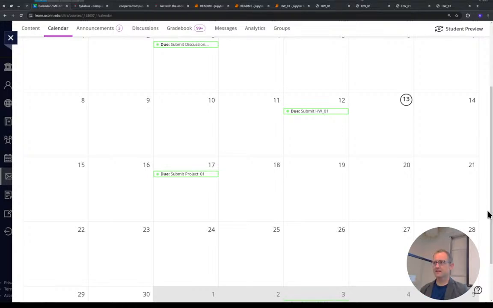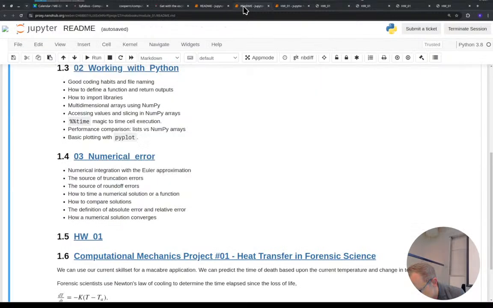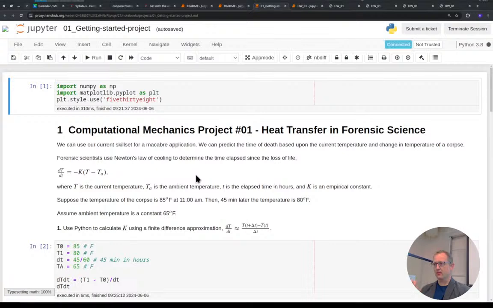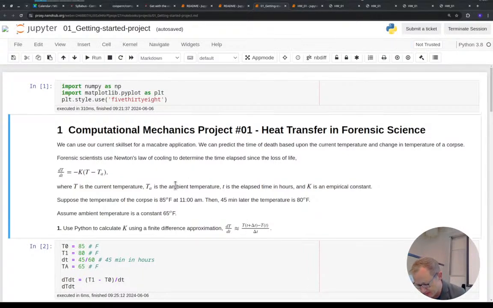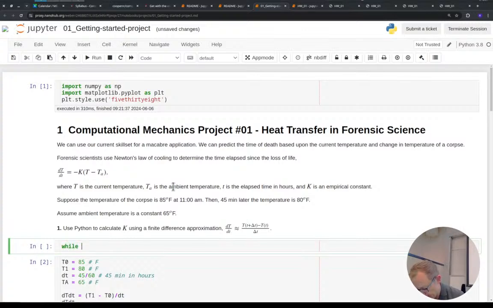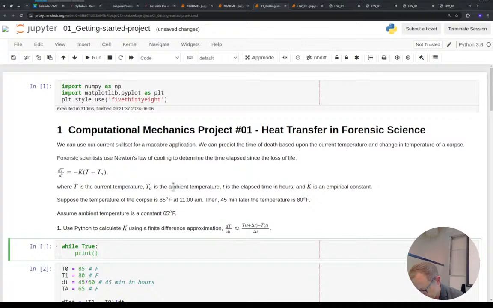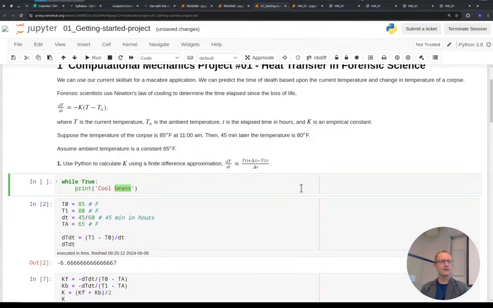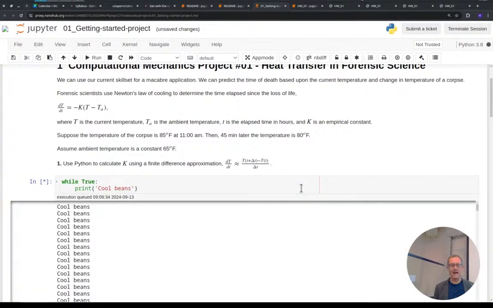Do you know how to stop something if it's just running forever? No? That's a good skill to have. Every interactive development environment or even command line has something to stop the code. But if I make a while True that prints cool beans, this is not going to be cool beans, because it's going to keep printing cool beans and never stop. So I need to stop this thing. There's a little stop button at the top. Stop the thing.